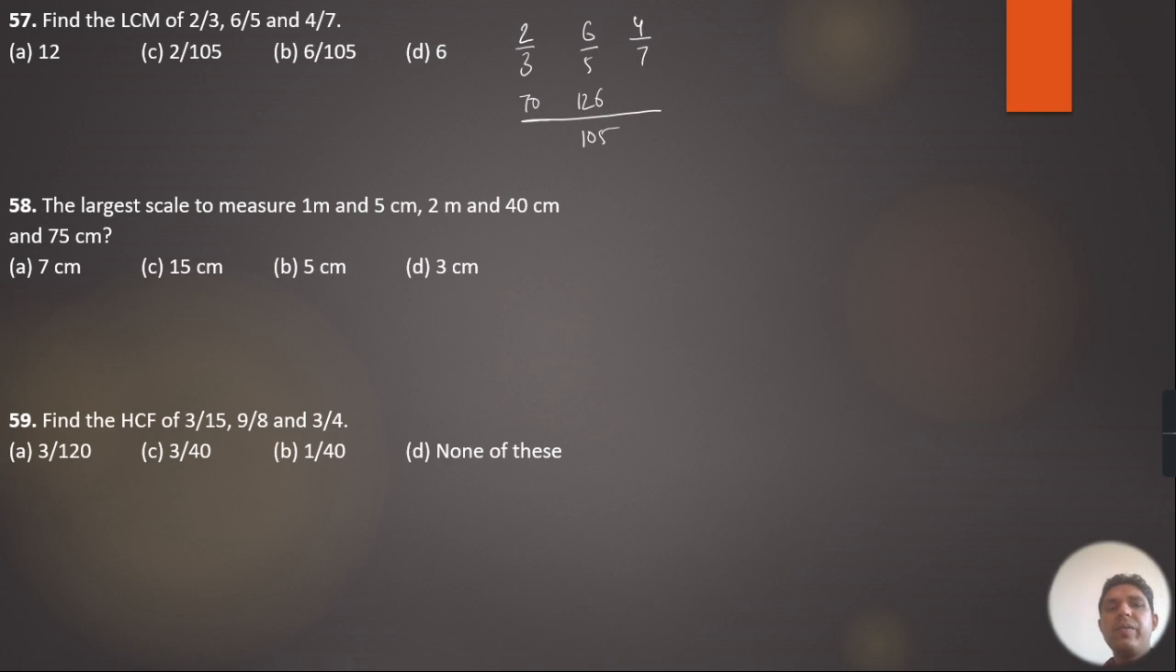126, sorry, 126, and this will be 100, right? If we check the LCM, the least common multiple that can divide all the given numbers, so this will be 2 divided by 105, right? 2 divided by 105.